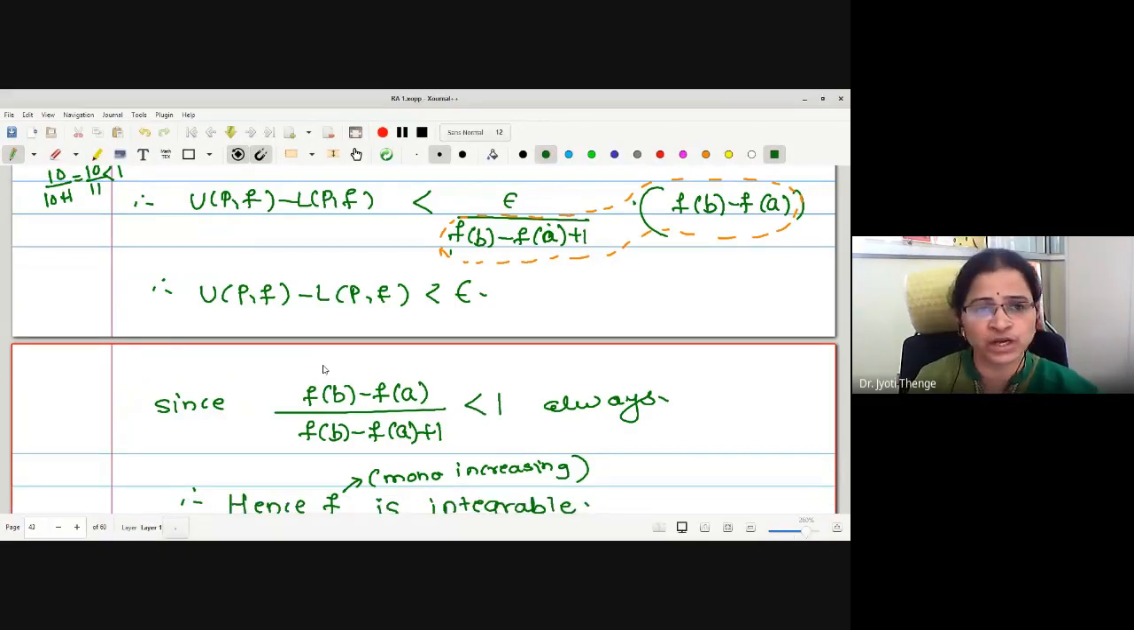Therefore, the two important aspects we have proved in today's lecture are that every continuous function is integrable and every monotonic function is also integrable. We will stop for today.